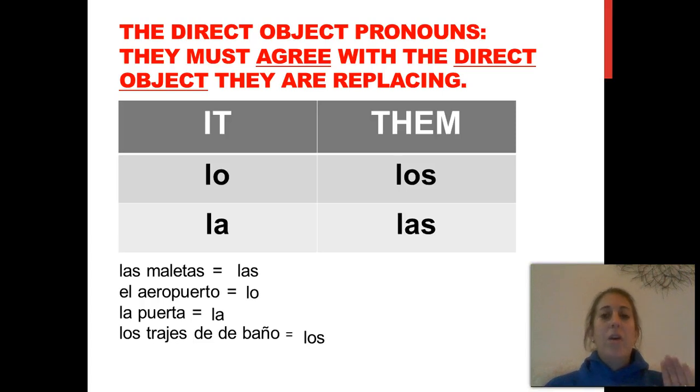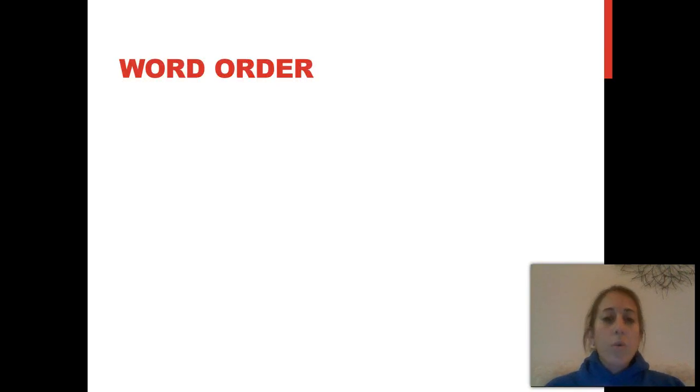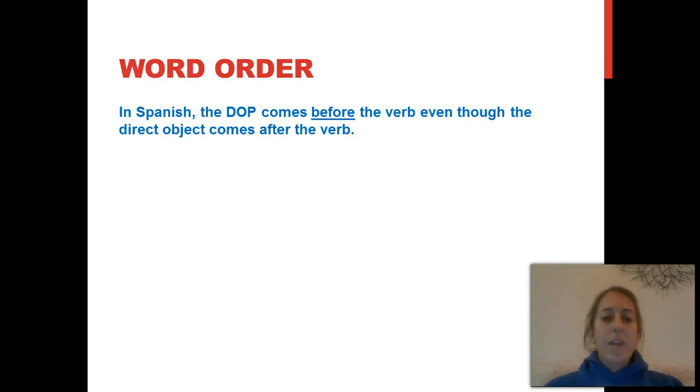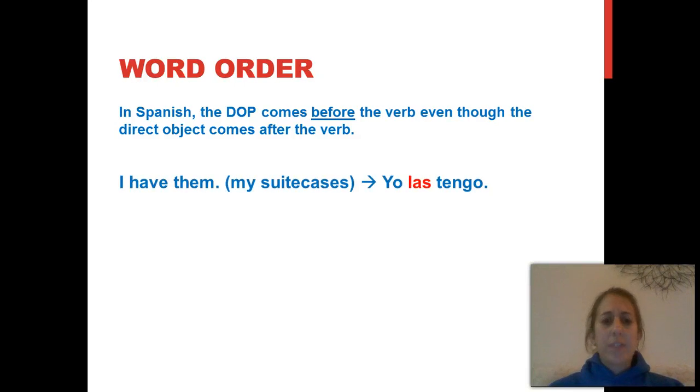All right. Now, hold on. Here's where things can kind of get a little tricky. Our word order in Spanish is different with our direct object pronouns than our word order in English. So in Spanish, the direct object pronoun, the lo, la, los, or las, comes before the verb, despite the fact that the direct object, just the direct object, comes after the verb. Okay? So let's look at some examples.